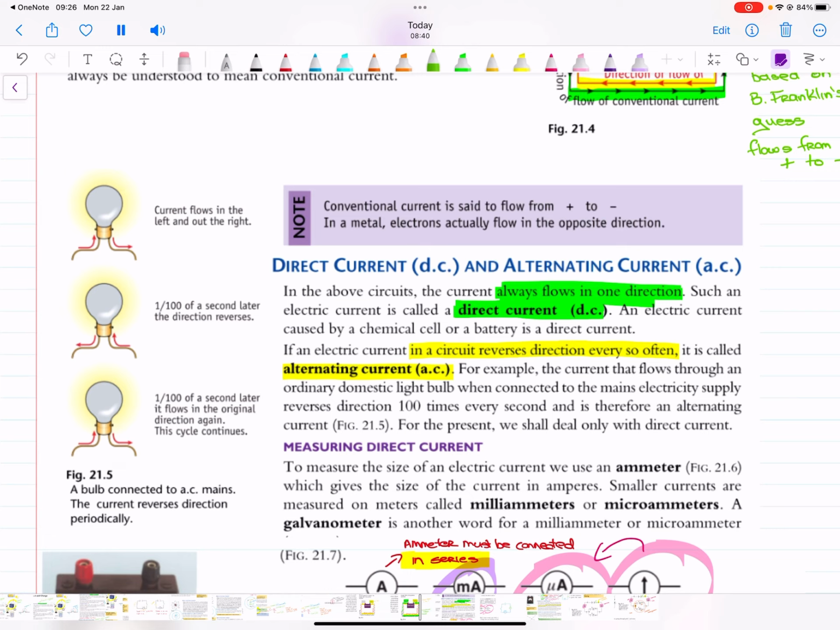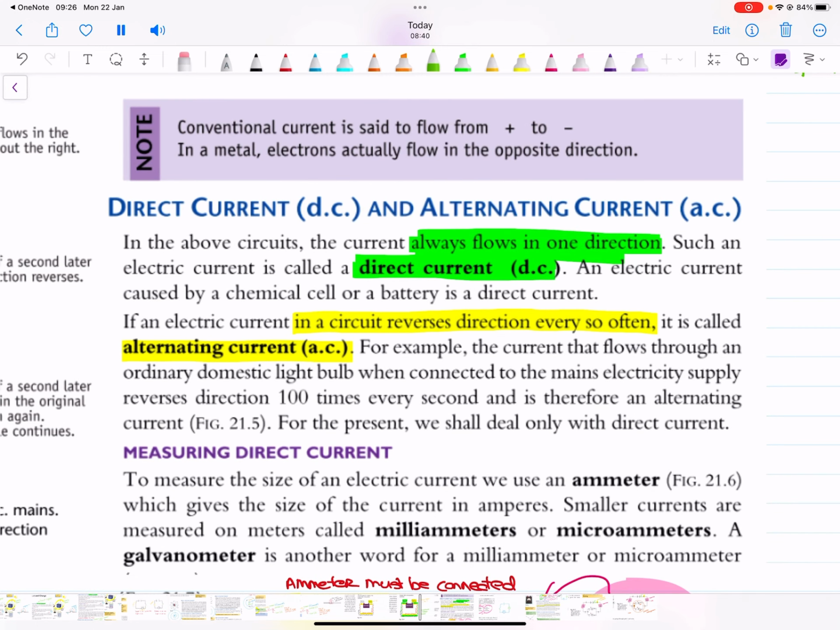Direct and alternating current. So direct current always flows in one direction. So with our power supplies, we can choose whether to get alternating current or direct current. A lot of the time in science experiments we use direct current. And then alternating current is what you get when you plug anything, really, into the wall. So your mains electricity is alternating. It changes direction every 100th of a second.